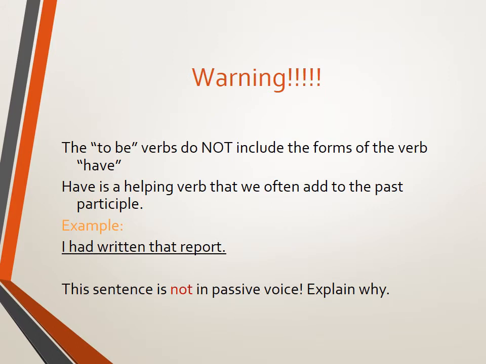Okay, so warning here, again, I told you the to be verbs do not include the forms of the verb have. A lot of people get all those helping verbs mixed up. So we're not talking about all helping verbs, we're just talking about to be verbs. So this is okay. I had written that report. That's fine, right? There's no to be verb, it's just a form of the verb have. I had written. That's just past participle all by itself. There's no passive voice there, okay? So it's okay to say, I had written that report. If I had put that in the passive voice, it would be, the report had been written, right? I had that verb to be.